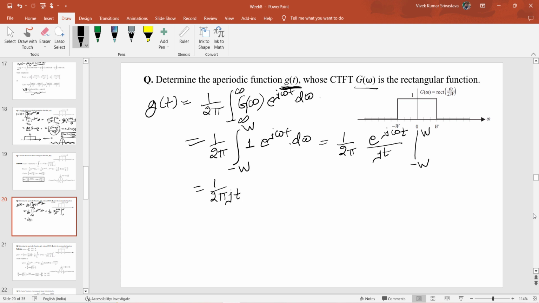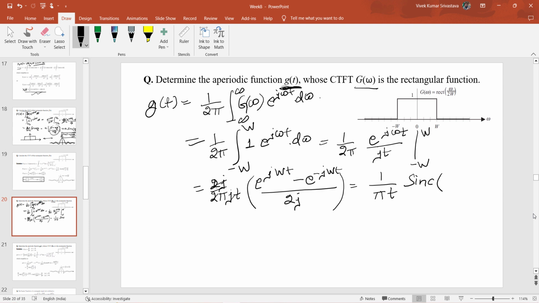So this will be equal to 1 over 2 pi times jt, e raised to the power j w t minus e raised to the power minus j w t. We can multiply both numerator and denominator by 2j. This is nothing but sine, and the 2j and 2j will cancel from numerator and denominator. So we can write this as 1 over pi t sine of wt.